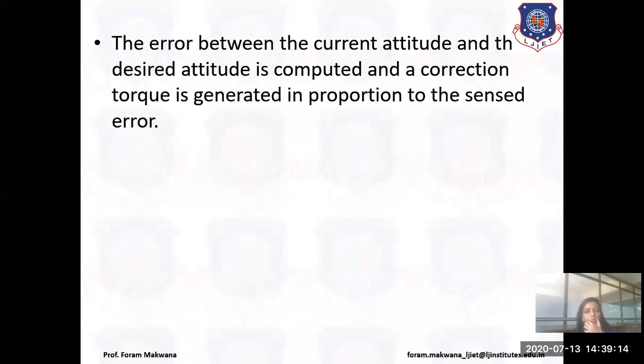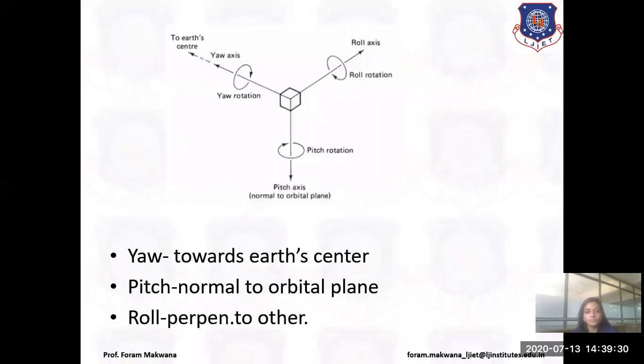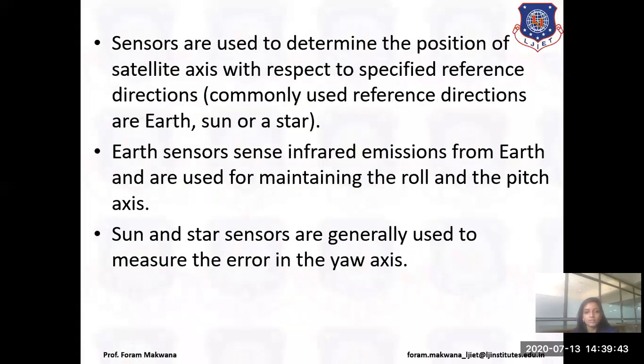First, the attitude is computed, then the error between the current attitude and the desired attitude is computed, and the correction torque is applied in proportion to the sensed error. So torque is applied through a motor, which I have shown you over here. The motor will rotate a specific axis in the desired direction once the error is computed. Okay, so this is three-axis stabilization.